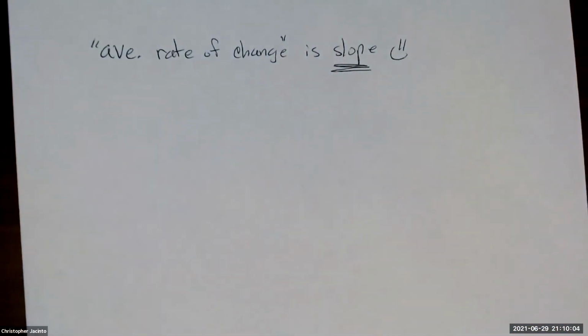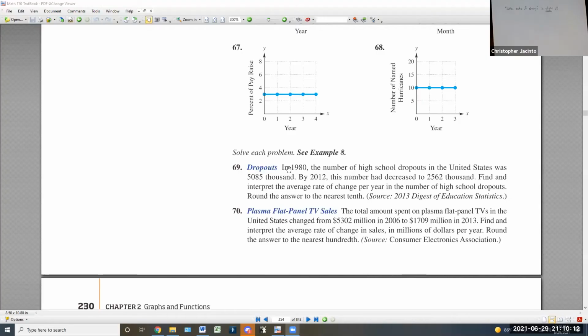Now, how do you find the slope? We're not given any points. And believe it or not, you actually are given points. If I go back to the question, I said in 1970, the number of high school dropouts in the United States was 6,000. There's your first point: 1970, comma, 6,000.